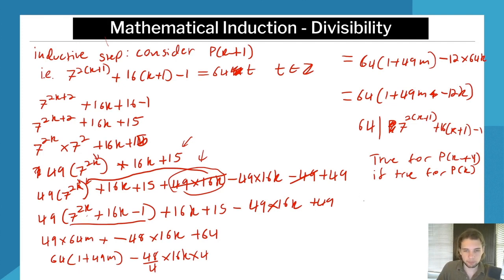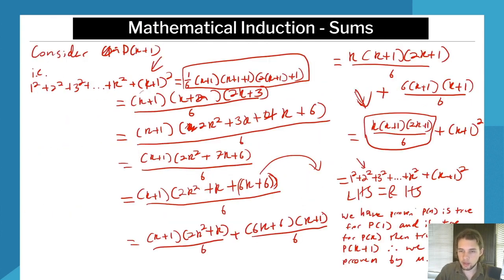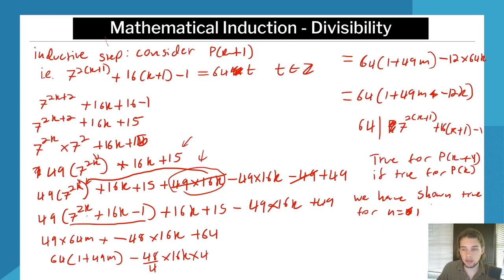So we're going to write, we have shown true for n equals 1, sorry. And I'm writing it in a very different way than I'm doing it over here to make a point that you can write it in quite different ways, because it is just a statement that summarizes what you've done. So we have shown true for n equals 1, and if true for n equals k, then true for n equals k plus 1.